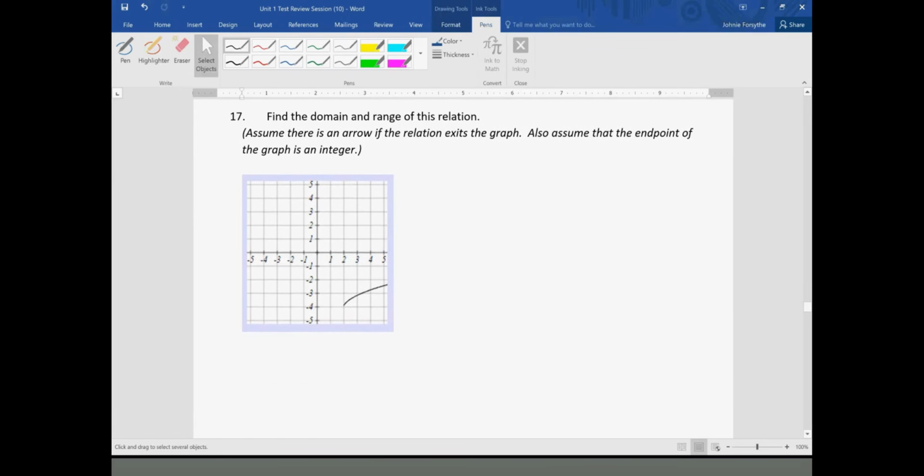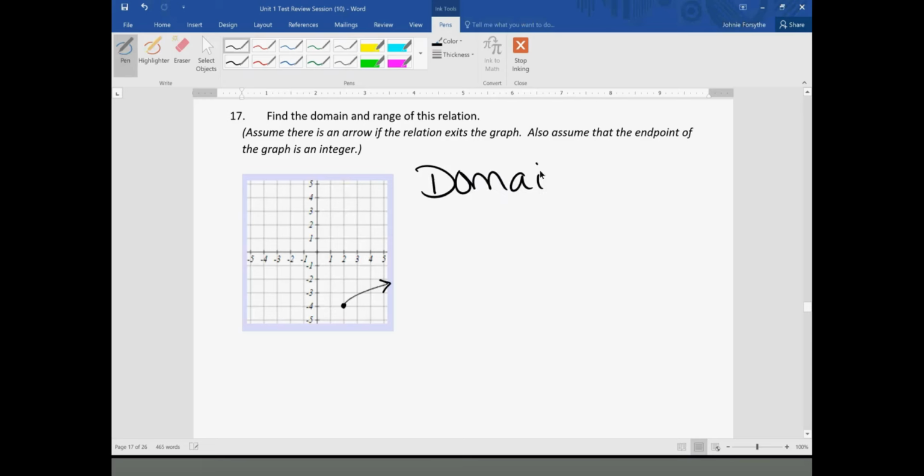So for your domain, think about, and here we'll do another one of these. 17. Let's practice it one more time. Find the domain and range. So these graphs in MAT1033C look weird for some reason. That's why we have that extra note here. So assume there is an arrow if the relation exits the graph. So what that means is that, think of that as an arrow. And then also assume that the endpoint is an integer. That basically means that the endpoint is right there at 2, -4.